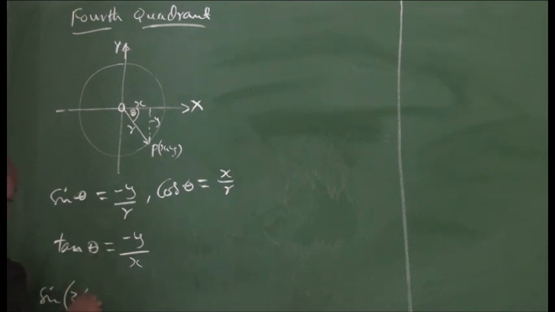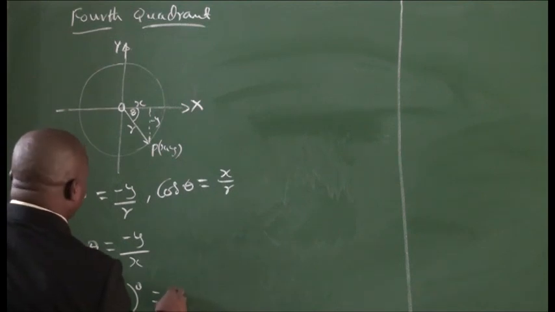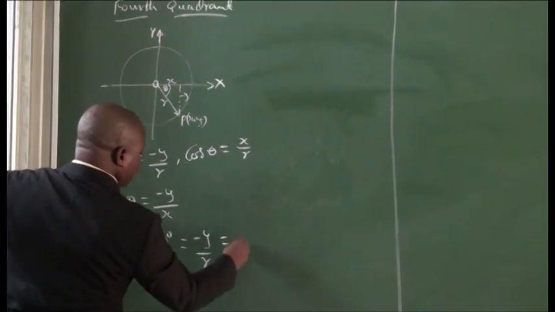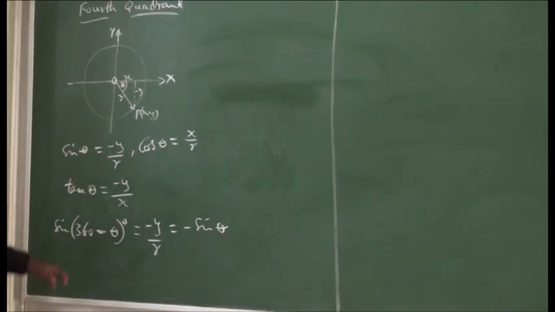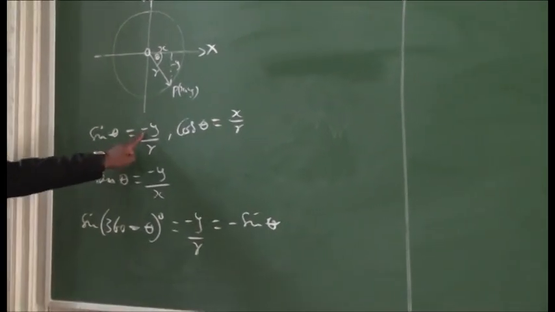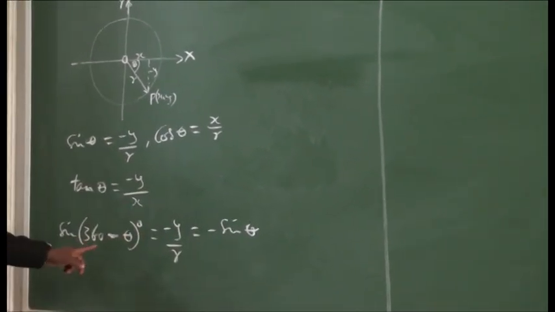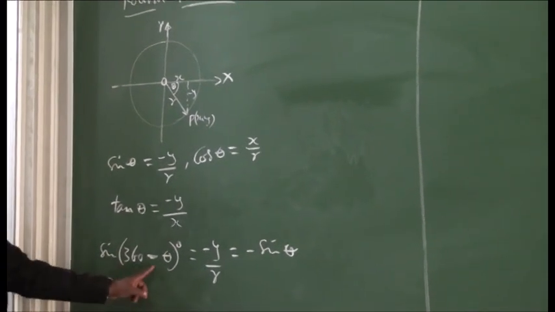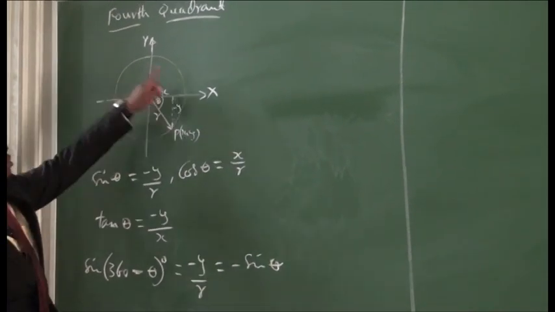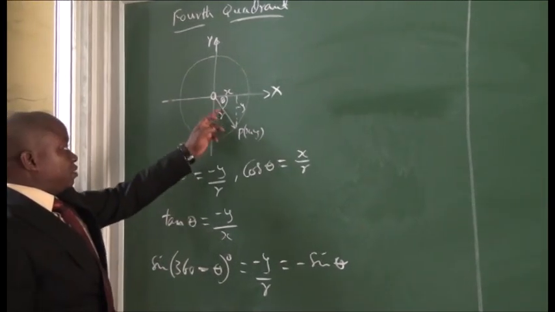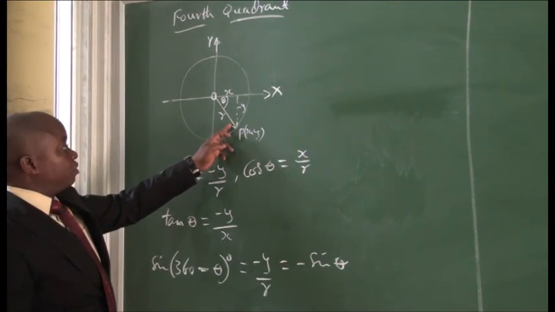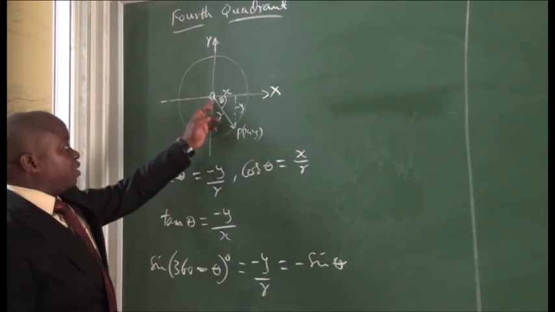We can then define angles in the fourth quadrant in this way, that sine of 360 minus theta will be equal to minus y over r, which is minus sine theta. Now notice that sine is negative. That's why we have sine of 360 minus theta, because the whole rotation is 360. So if you say 360 minus theta, it will give you this angle. It will give you the position of the line.